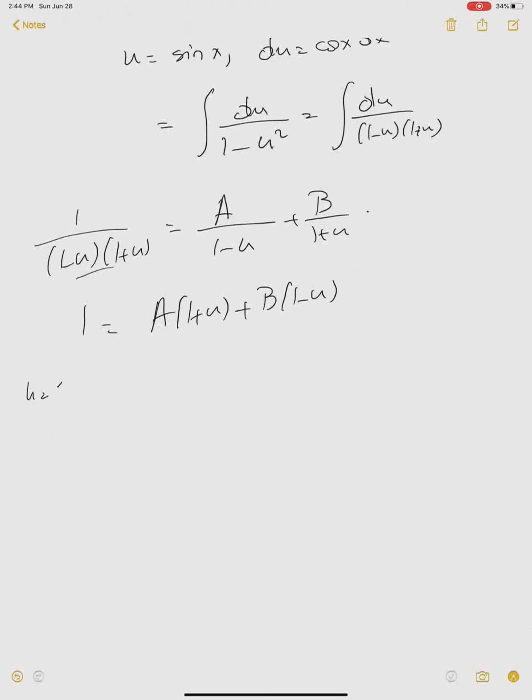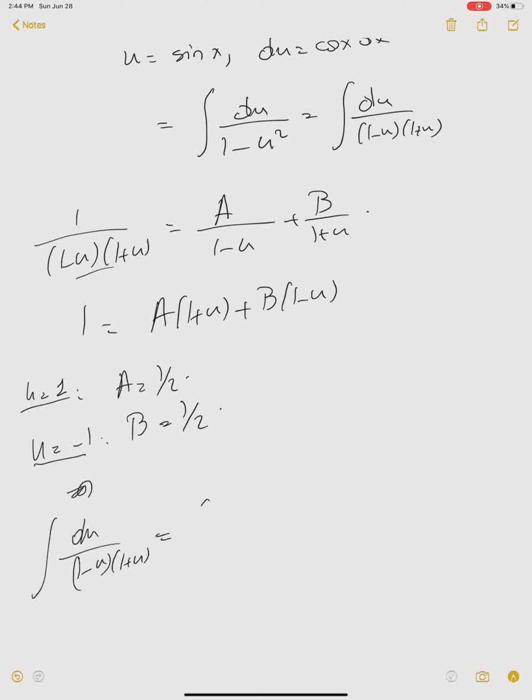Now taking u to be 1, you get that a is equal to half. And taking u to be minus 1, you get b equal to half also. So this implies that the integral du over (1 minus u) times (1 plus u) equals the integral of half over 1 plus u plus half over 1 minus u, du.